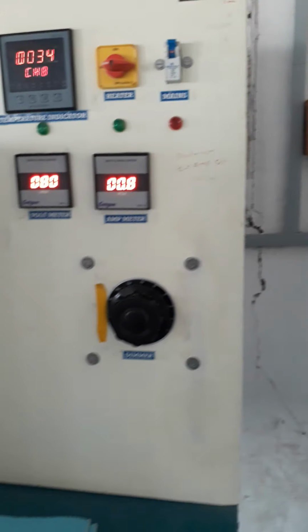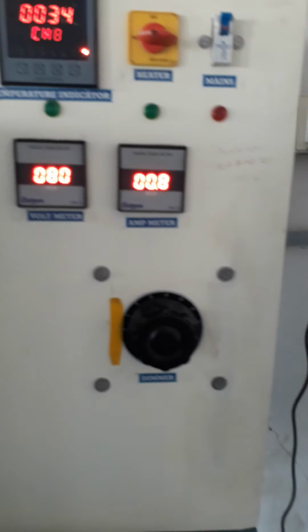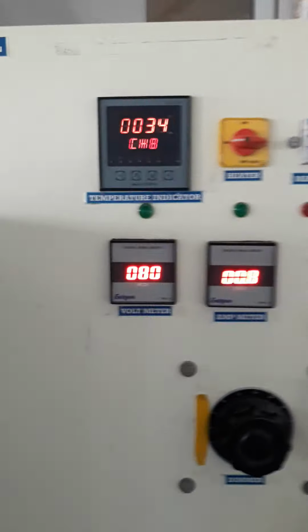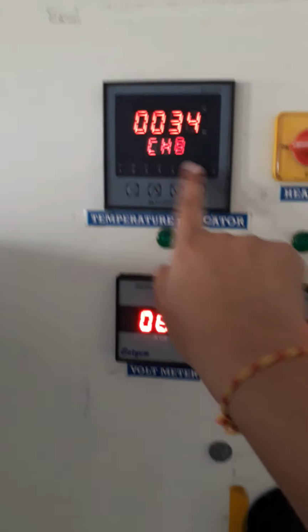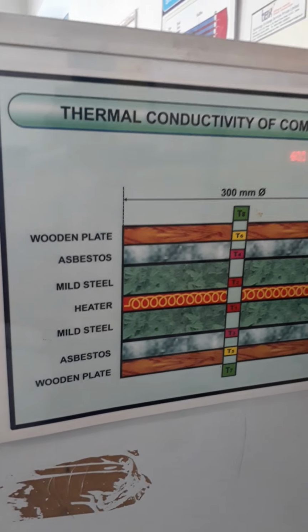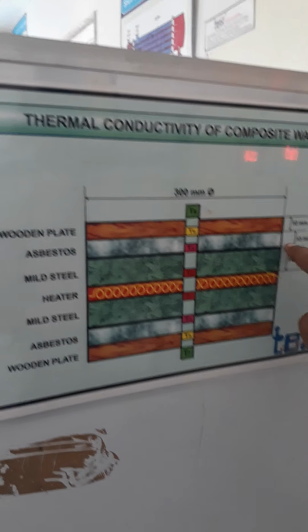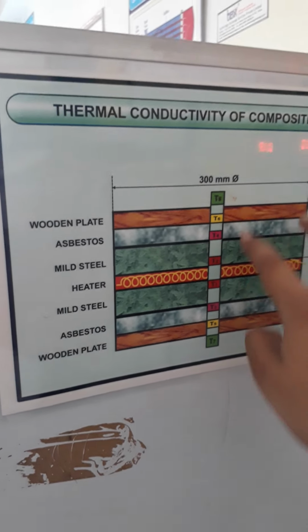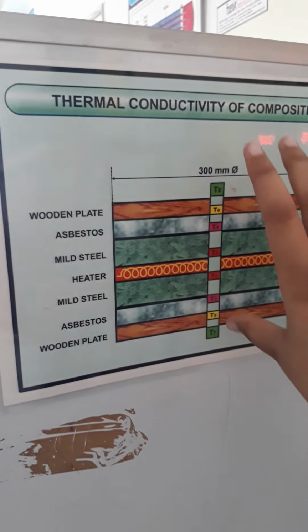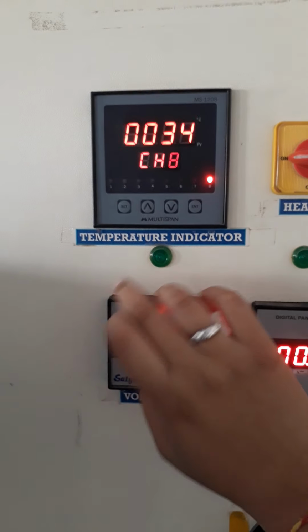Take the reading of all the thermocouples at intervals after the steady state, and note down the temperature readings. Here you can see the different plate temperatures. At the interfaces, different thermocouples are embedded: T8, T7, T5, T3, T1, T2, T4, T6. So we get eight different temperatures, and you can read them by changing this temperature indicator.